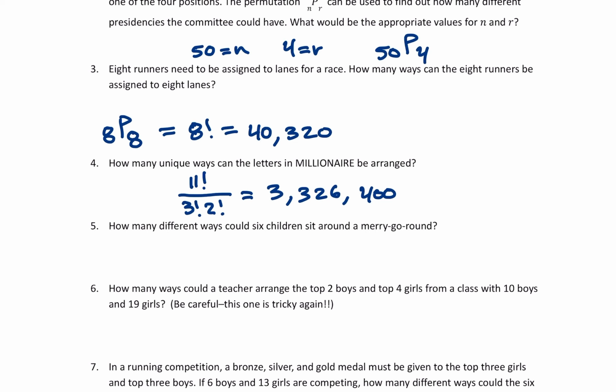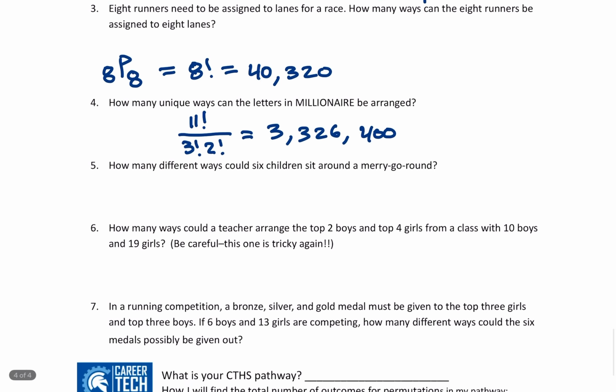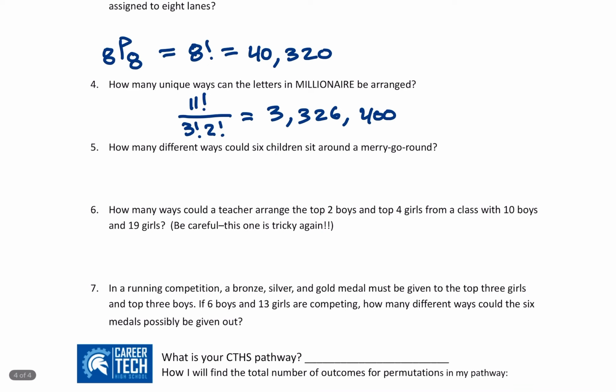Okay, now how many different ways could 6 children sit around a merry-go-round? Okay, well, this is the example of a circle. So we're going to have our 6 people, but we're going to have to divide by that extra 6. And so our answer is going to be 120. You can do it that way, or you can do 6 minus 1 factorial, which is 5 factorial. Either way, you'll get 120 different ways to sit around the merry-go-round.